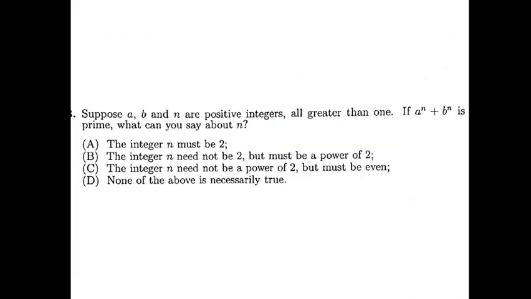Okay, moving on. The third question. Suppose a, b and n are positive integers all greater than 1. If a^n + b^n is prime, what can you say about n? See, this is a good question. The logic we will be applying here is that a^n + b^n is a composite number if n is an odd number. Any number of the form a^n + b^n is always divisible by a + b if n is odd. Okay, so let's see the solution.